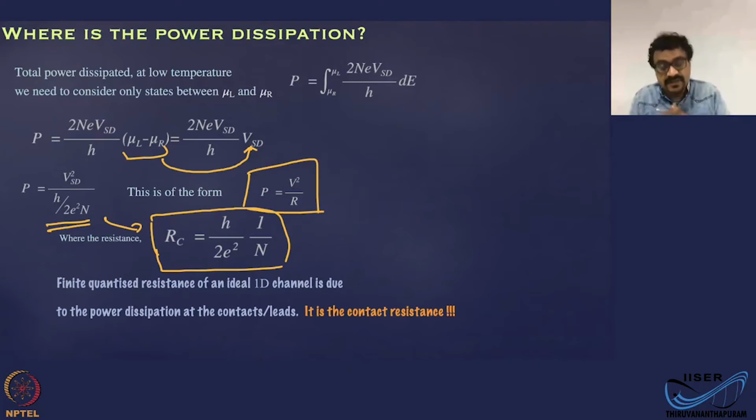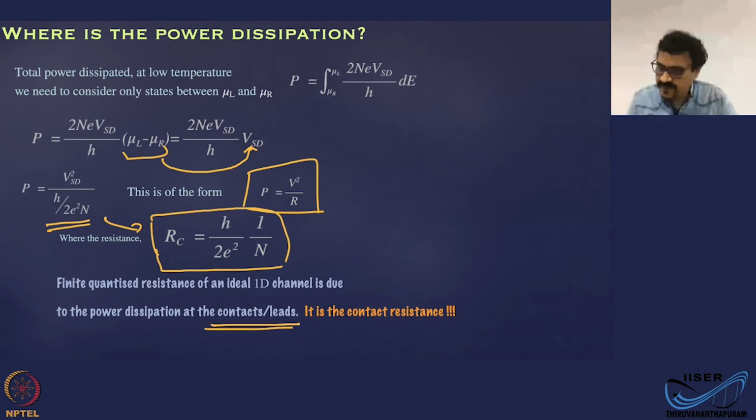If you consider this problem conceptually, there are states propagating through the channel, but none of these states are backscattered in the channel. The propagation through the channel is streamlined, and these states are orthogonal, so there is no scattering between the states either. So there is only one way that you can get a resistance, and that is when this channel meets the bulk, or meets the source and drain. So whatever the quantized resistance that you are measuring, that is actually the contact resistance.